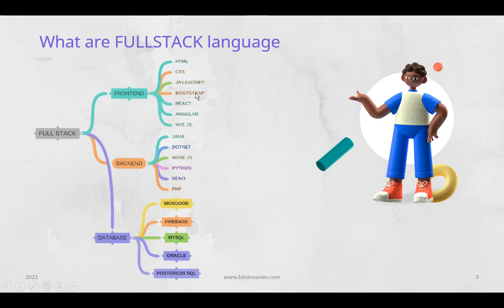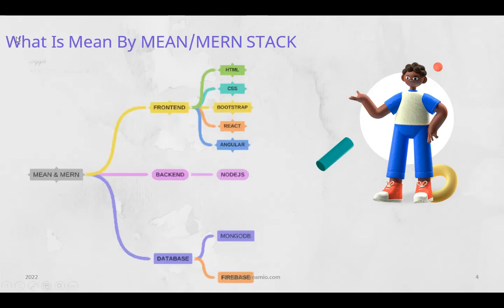So this is the front end and the back end, and this is the database. This is all about full stack: front end, back end, database. So then, what is MEAN or MERN? What is meant by the MEAN and MERN stack? Again, MEAN and MERN are full stack only.